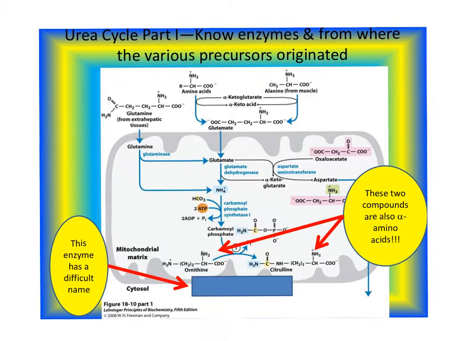So now look, we're still in the mitochondrial matrix. We're getting close to leaving though. The official first step of the urea cycle is this one. It takes ornithine, and we have not seen ornithine before. First of all, does anyone know where the name ornithine comes from? What is its root? What is ornithology?